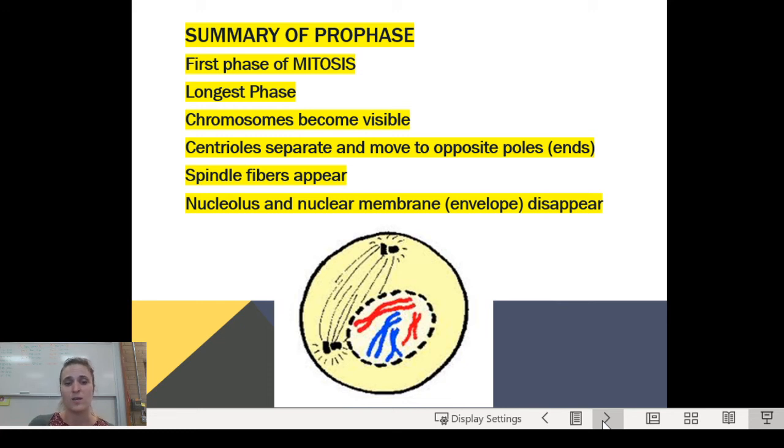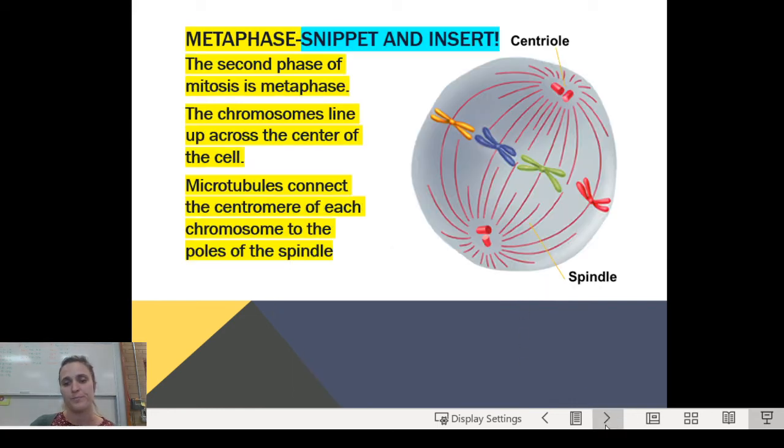You can start to see them. The centrioles, those two organelles right here and here, separate and move to opposite poles, or opposite ends, of the cell. And then you get these spindle fibers. It kind of looks like those head scratchers that you can use. And then the membrane around the nucleus starts to disappear.